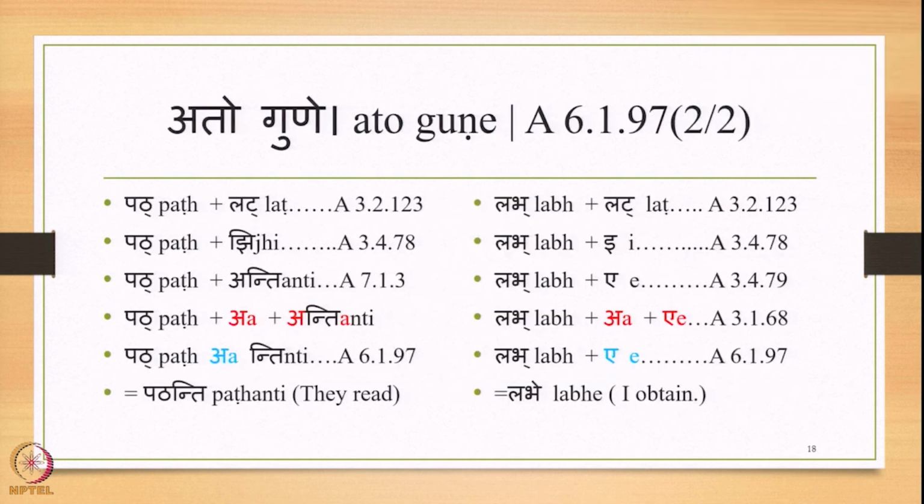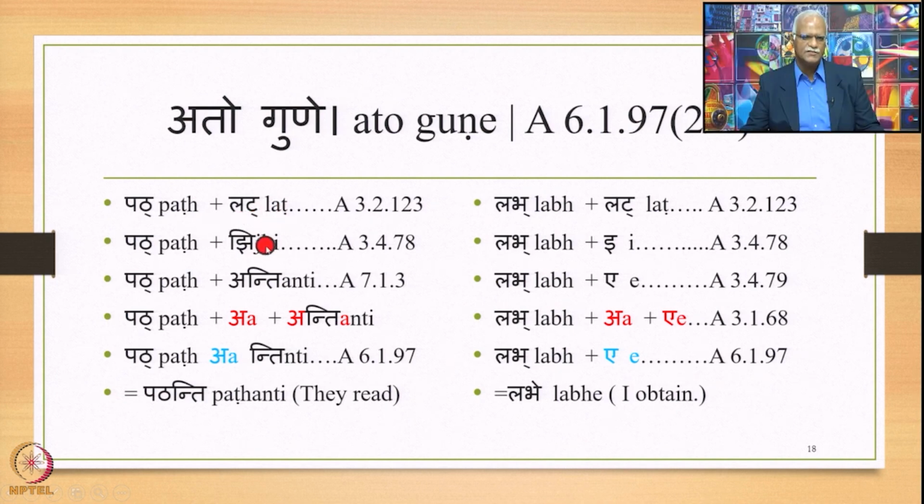So we have two examples. One is pathanti, they read, and the second one is labhe, that is I obtain. Pathanti is derived after the verbal root patha and the suffix lat being added to it. So patha plus lat. Then this lat gets substituted by jhi, and then this jhi gets substituted by anti, and at this stage patha plus anti, we have the suffix a that comes in between. So patha plus anti. Now here a is within a pada followed by another a. So this a can be called guna.